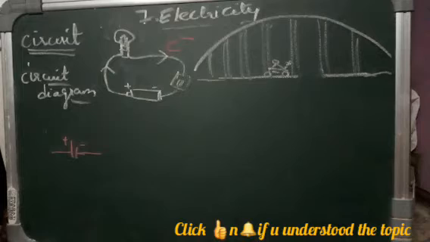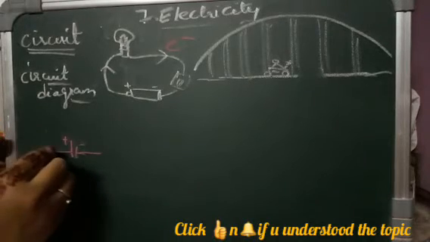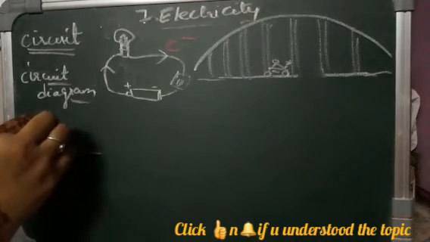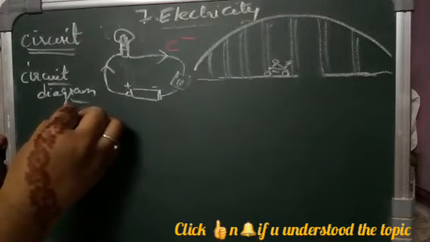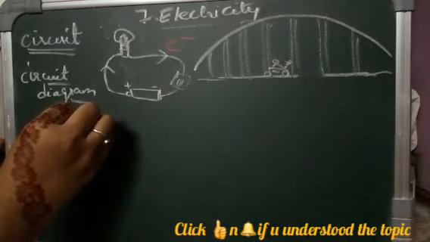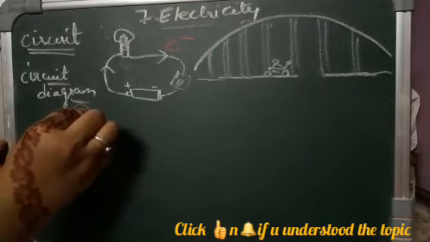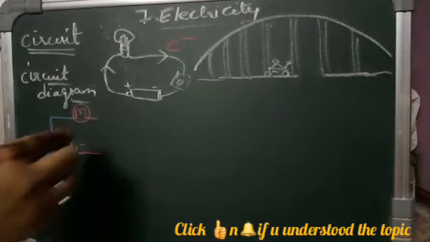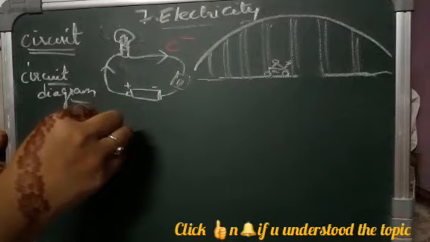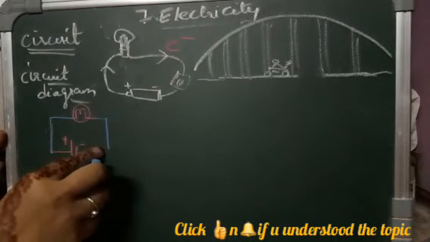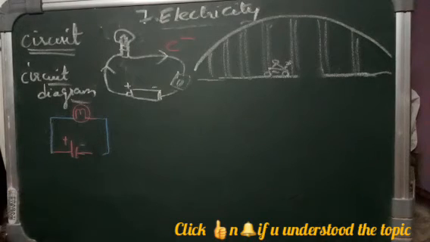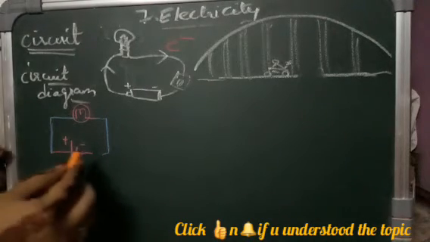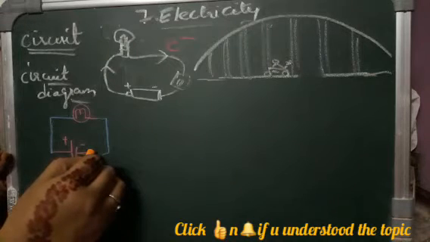Now we are just joining this cell to a bulb. Bulb symbol, you remember? This is the symbol of the bulb, isn't it? Now we are just attaching these to a switch. The switch can be drawn anywhere in the diagram. So this is attached to a switch.